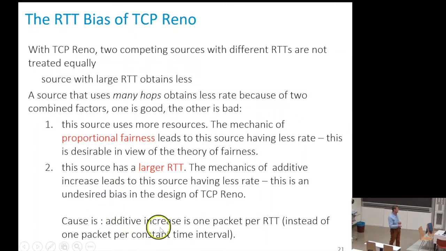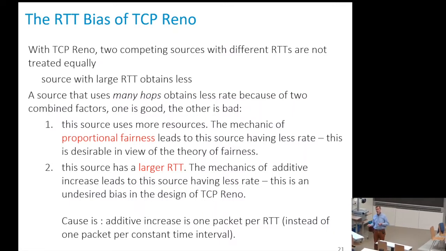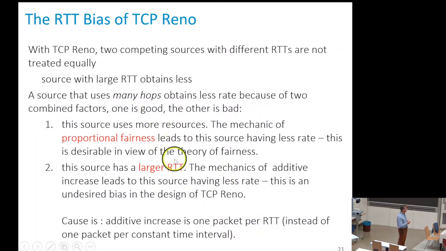The root cause is easy to understand: we do additive increase, multiplicative decrease. The multiplicative decrease is the same for everyone, for sources S1 and S2, but the additive increase is one packet per round-trip time. In terms of rate, it is smaller if the round-trip time is larger. So that's the root cause. This has an important impact, and it's not fixed today. We will see that there are modifications of TCP that make things a bit less severe, but this is not fixed today.